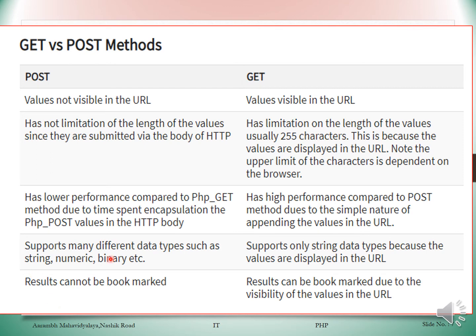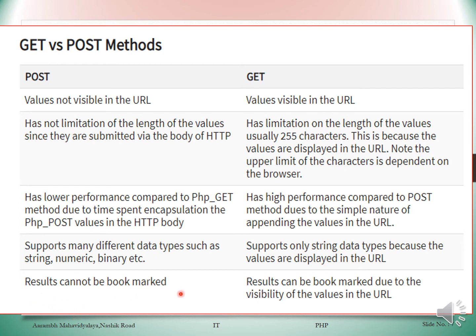Then the post method supports many different data types such as string, numeric, binary, etc. That means most data types are supported by the post method, but the get method supports only the string data type. We cannot use numeric data types or binary data types in the get method.